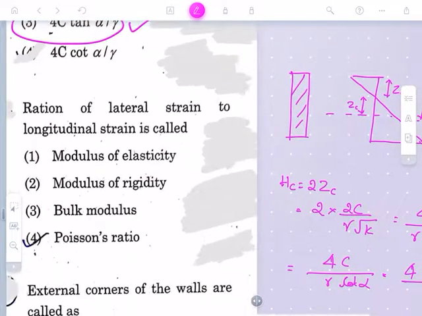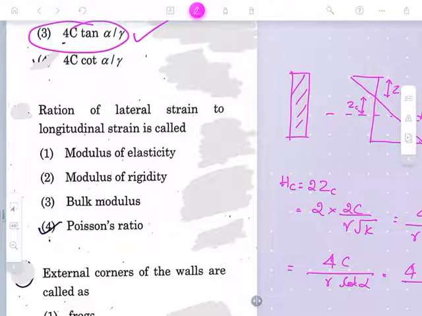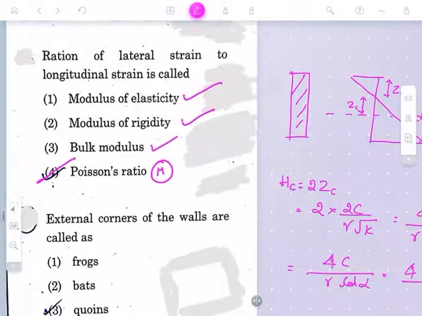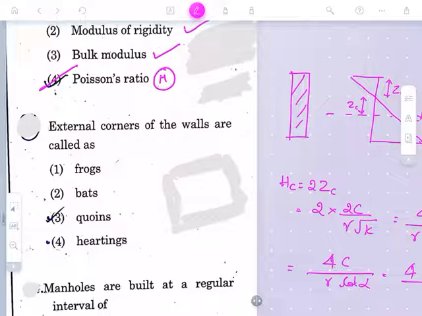Next one, a very important and simple strength of materials topic. The ratio of lateral strain to longitudinal strain is nothing but Poisson's ratio. Poisson's ratio is represented in terms of mu. And what is modulus of elasticity? What is modulus of rigidity? And what is bulk modulus? Please do comment in the comment section.